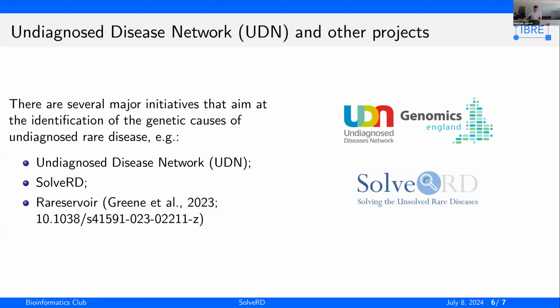And there have been quite a number of efforts and organizations and consortia established to solve this particular goal. So first there is the Undiagnosed Disease Network project, which is basically aimed at finding the genetic causes of undiagnosed disease. There is a SolveRD project, which German actually was a part of, if I'm not mistaken, and I hope that he'll share his experience in this particular effort. But there are other efforts.